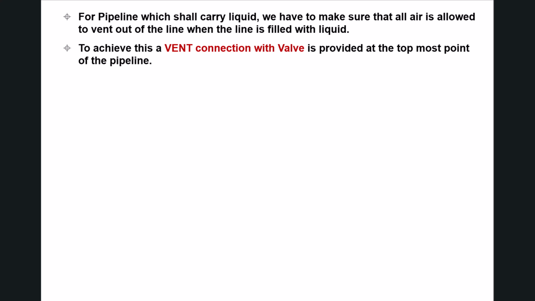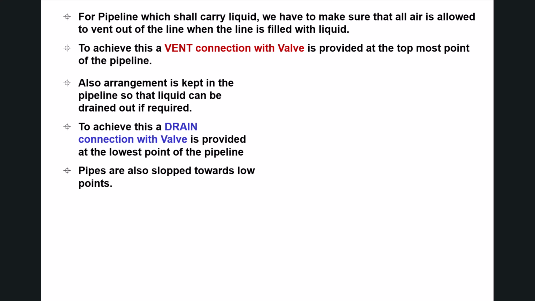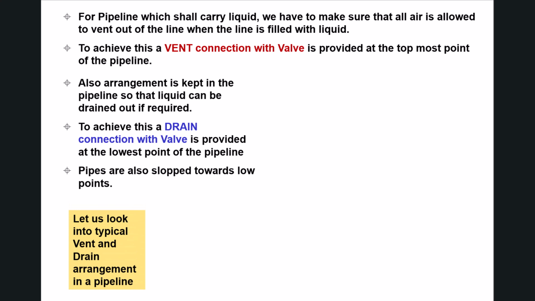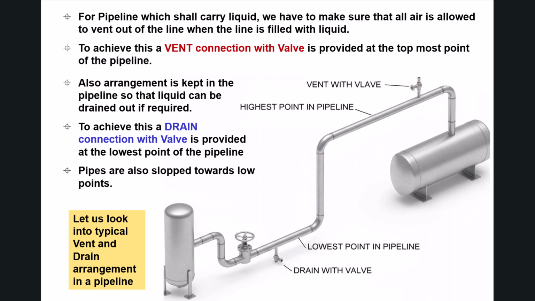To achieve this, a vent connection with valve is provided at the topmost point of the pipeline. Also, an arrangement is kept in the pipeline so that liquid can be drained out if required. To achieve this, a drain connection with valve is provided at the lowest point of the pipeline. Pipes are also sloped towards low points. Let us look into a typical vent and drain arrangement in a pipeline.